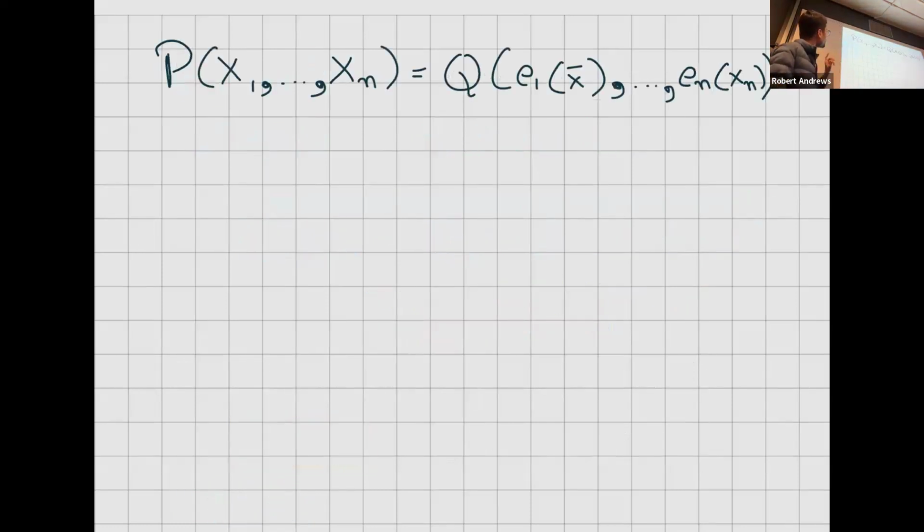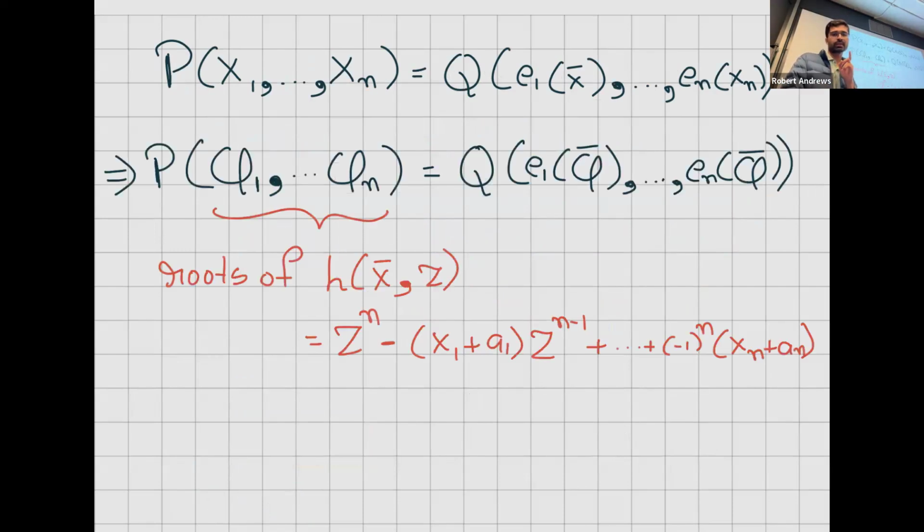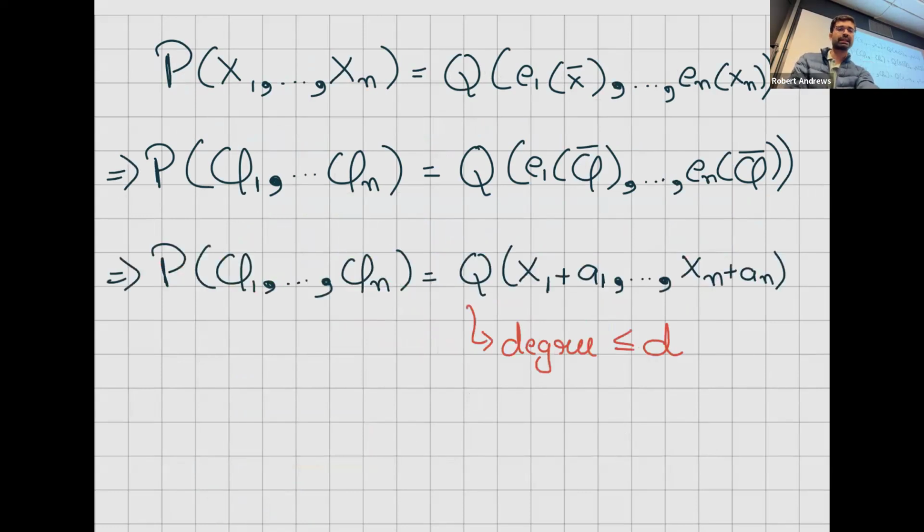We have P of x1 to xn is Q of E1 up to En. Now in place of x1 to xn, I substitute the power series roots. So P of phi 1 up to phi n. Since they are the roots of this polynomial, on the left hand side, the elementary symmetric polynomials get substituted with the coefficients. So the right hand side becomes Q of x1 plus a1 up to xn plus an.